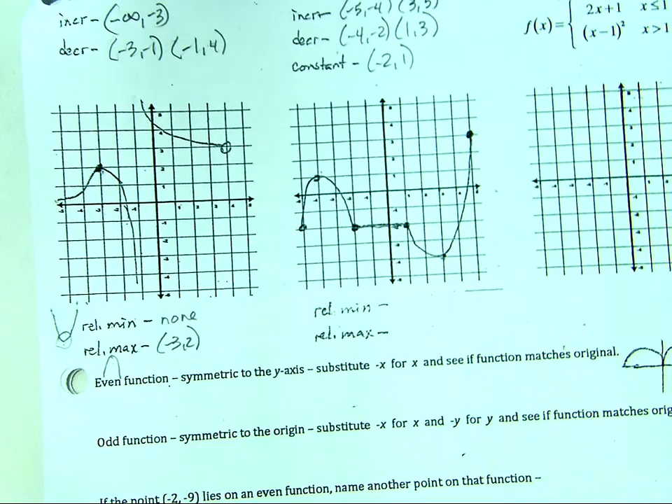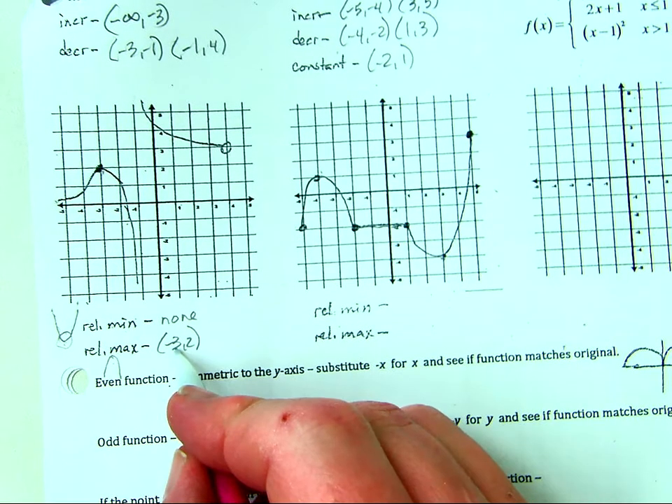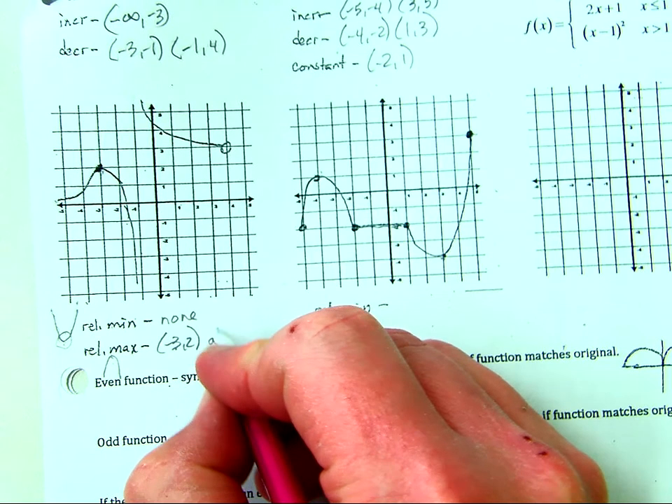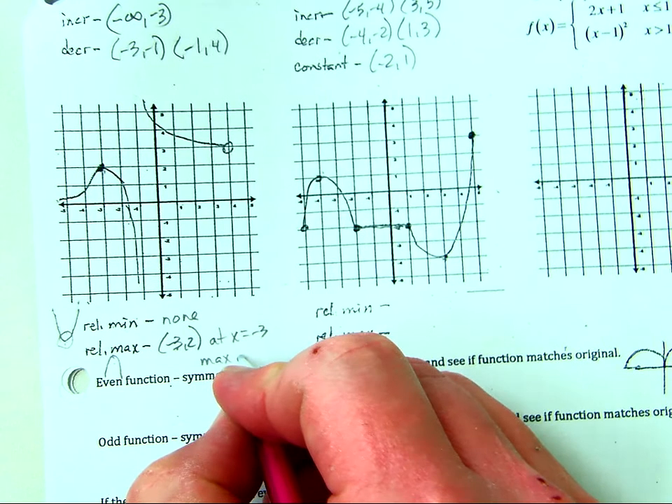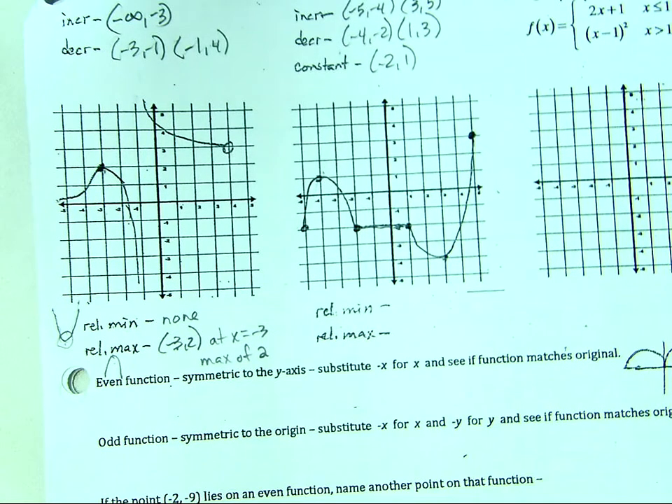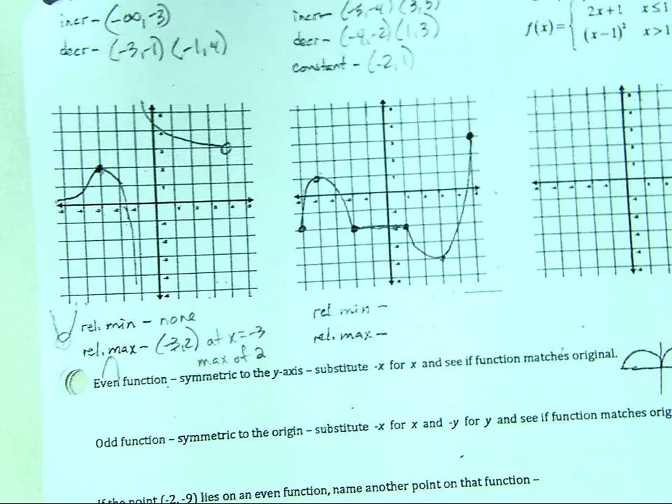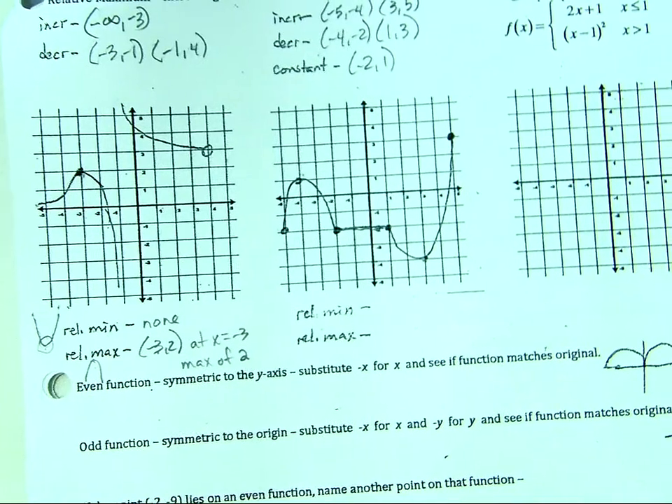We'll list the point when it's a relative maximum. So at x equals negative 3, another way to look at that is at x equals negative 3, there's a maximum of 2. The x coordinate is where it's located. The y coordinate is the maximum value.